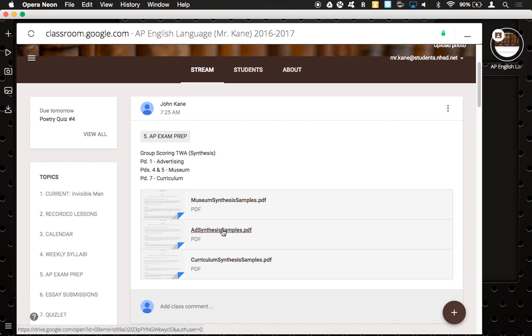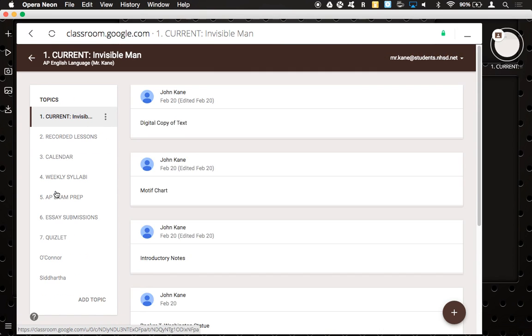But a lot of you have used Google Classroom for other classes, so there is the main stream that is going in the front there. As I add things, they will be there. I'm big on I need folders, so under the topics, I put main folders and numbered them so they actually stay in order. So the first topic is always the current unit that we're looking at. So in this case, it's Invisible Man. When we're done with Invisible Man, that one will disappear. A new unit will show up under current, whatever it will be.